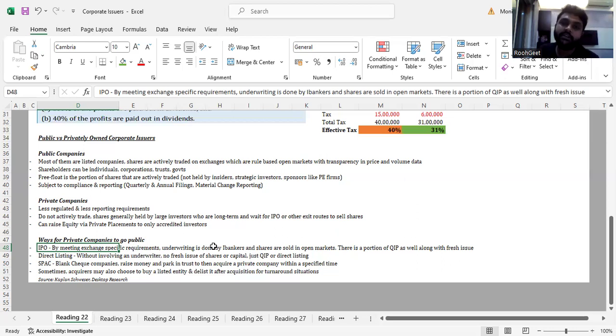So yeah, it is definitely a risk wala scene, but of late they have been of great demand in the US, okay? For a fact that speed of execution is very fast, so that is there. Then sometimes acquirers may also choose to buy a listed entity and delist it after acquisition for turnaround situations.